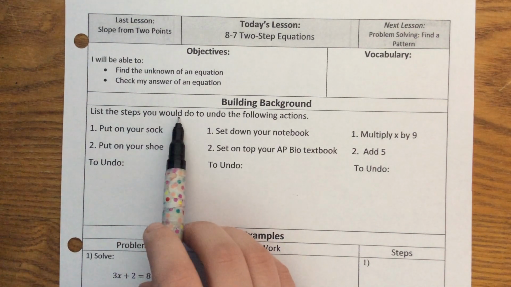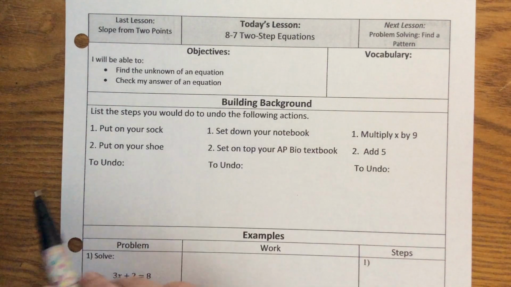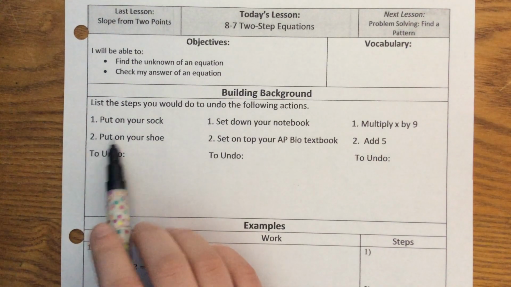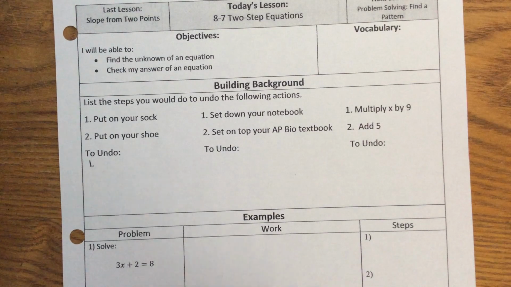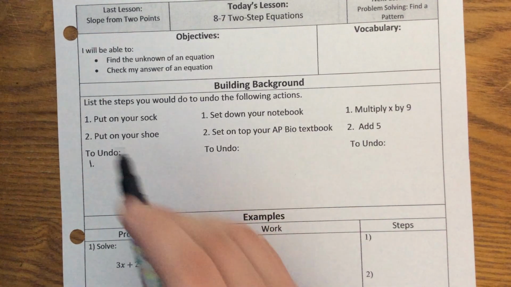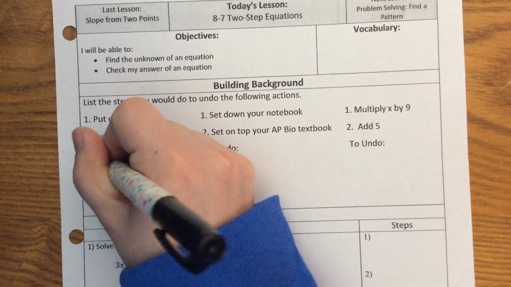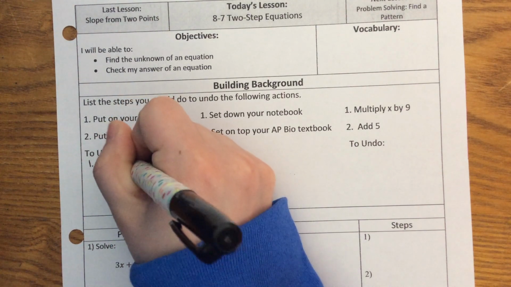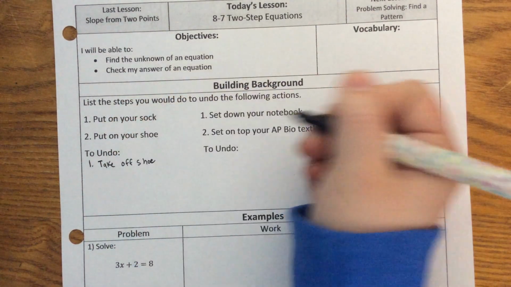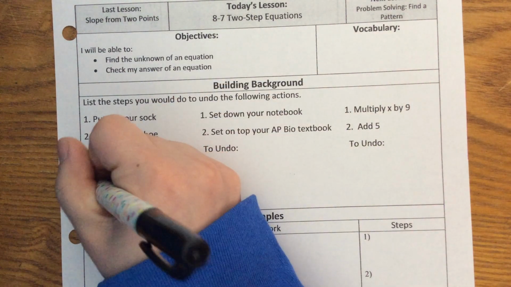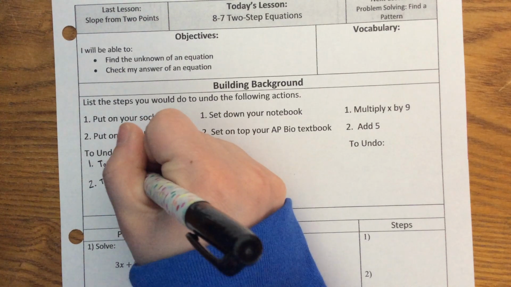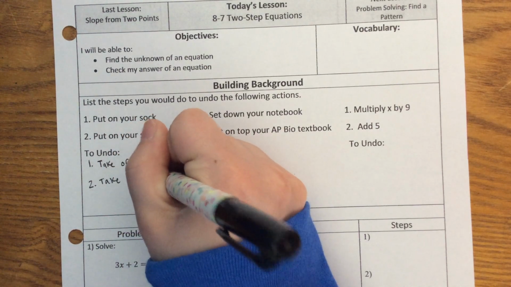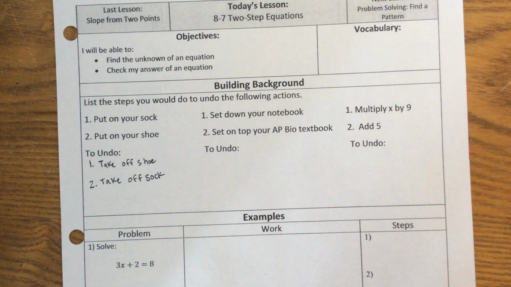So we're going to list the steps you would take to undo the following actions. So if you put on your sock, and then you put on your shoe. To undo that, the first thing you would have to do, you can't take off your sock, because you have a shoe on top. That wouldn't work. So first you'd have to take off your shoe. And then after you take off your shoe, then you could take off your sock. So we're undoing those actions, but you couldn't take off your sock with your shoe on. You'd have to take off the shoe first.